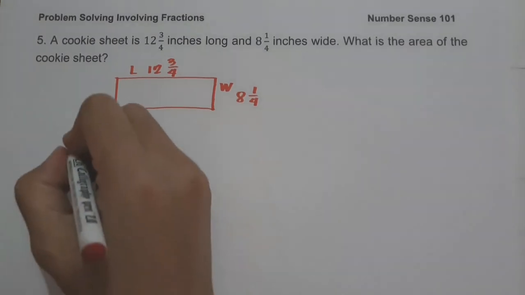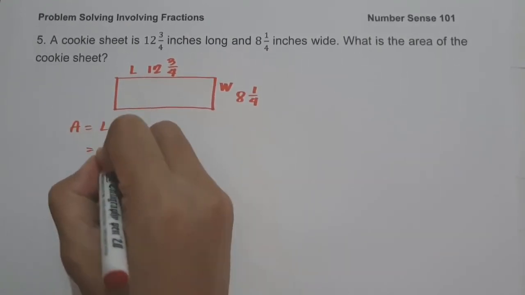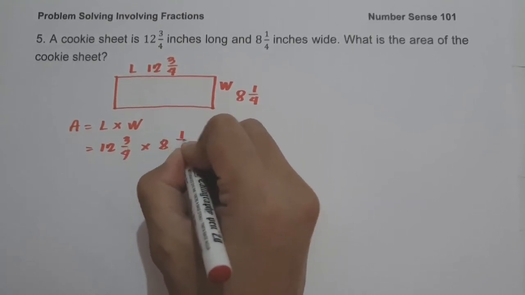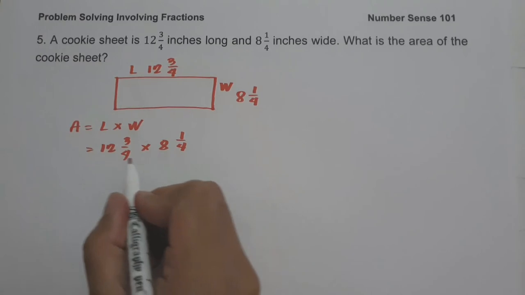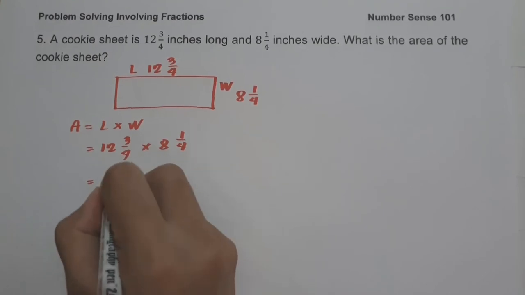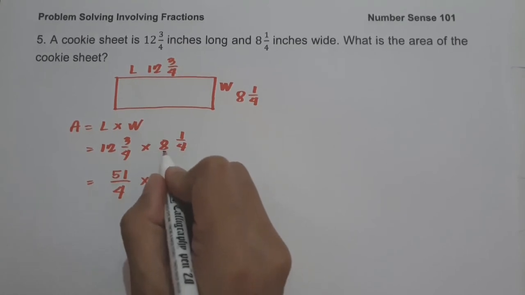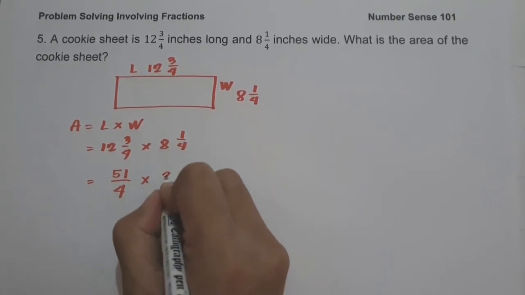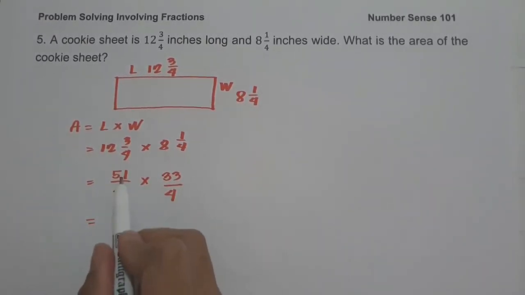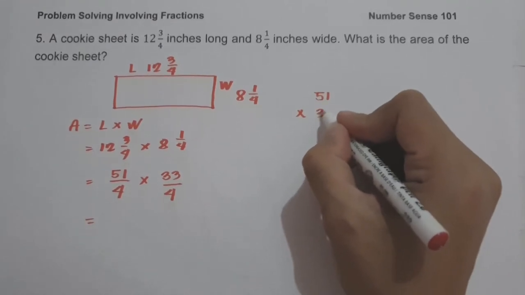And to find the area, let us use the formula, area equals length times width. So let us have the length, that is 12 and 3/4, multiplied by the width, that is 8 and 1/4. So let us convert this one into improper fractions. So let us have 12 multiplied by 4, that is 48, plus 3, that is 51 over 4. And then 4 multiplied by 8, that is 32, plus 1, that is 33 over 4. So to simplify this one, let us simply multiply numerator to numerator and denominator to denominator. So let us have 51 multiplied by 33.